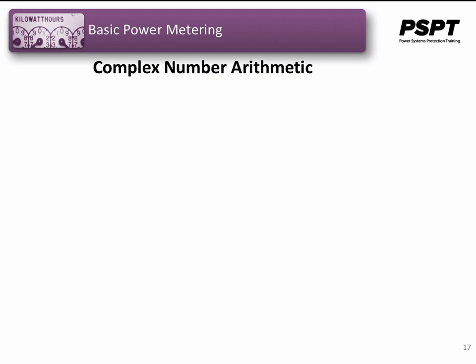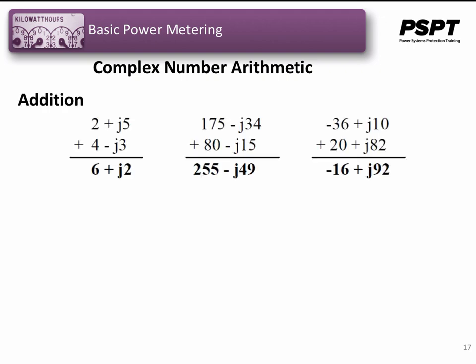So when dealing with addition and subtraction of phasors or complex numbers, which phasors are, you simply add the real components of the complex number to determine the real component sum, and you add the imaginary components to determine the imaginary sum of the phasors. So in our example, in the first example on the left, you have a phasor 2 plus J5 added to 4 minus J3, which would give you the resultant phasor of 6 plus J2.